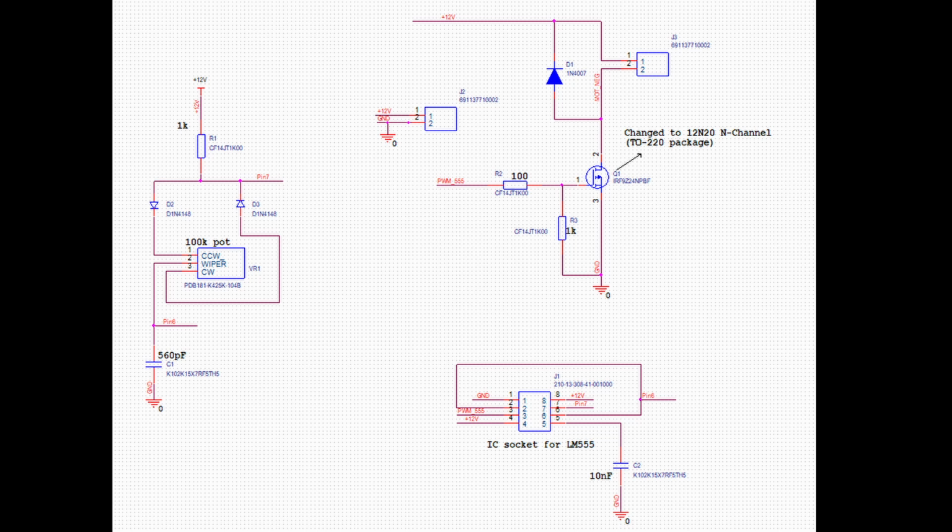The 555 timer is wired up in a configuration where it produces PWM pulses at pin 6, which is the threshold pin. Through the resistor R1, 100K potentiometer, and diodes D2 and D3, we are able to control the charging and the discharging times of capacitor C1. For instance, the charging path is through R1, D2, the potentiometer, and C1. The discharging path is from C1, the pot, and diode D3. The cathode of diode D3 is in turn connected to pin 7 of the timer, which is its discharge pin.